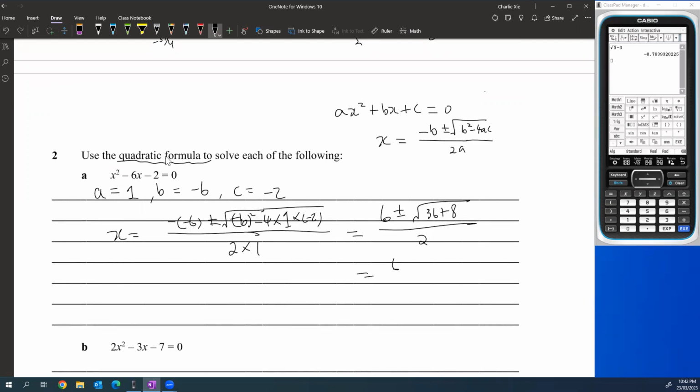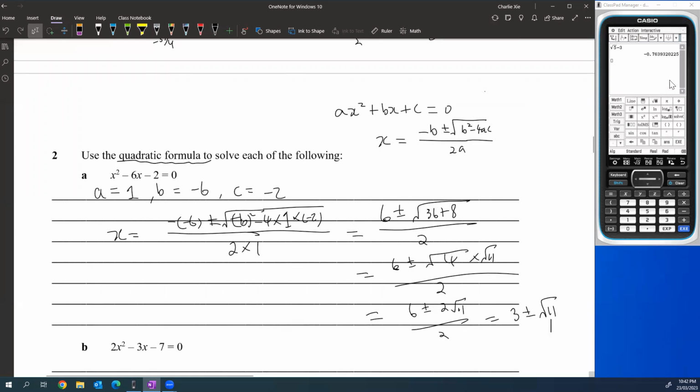So that's 6 plus minus square root of 36 plus 8, which is 44. 44 is 4 times 11, so square root of 44 is 2 root 11. A bit of simplifying there. So 6 plus minus 2 root 11 over 2. Of course, divided by 2, 3 plus minus square root of 11 would be the final answer.